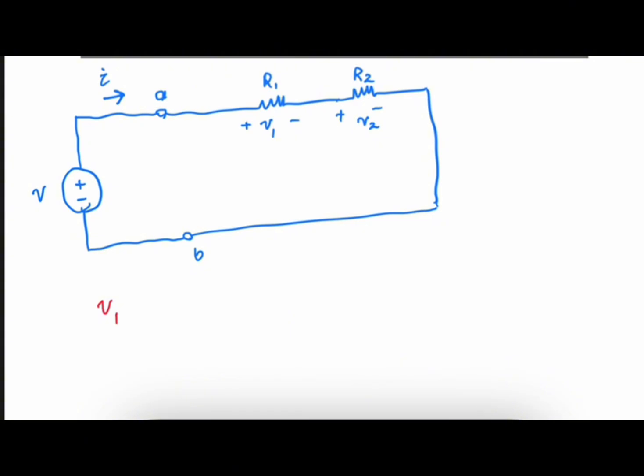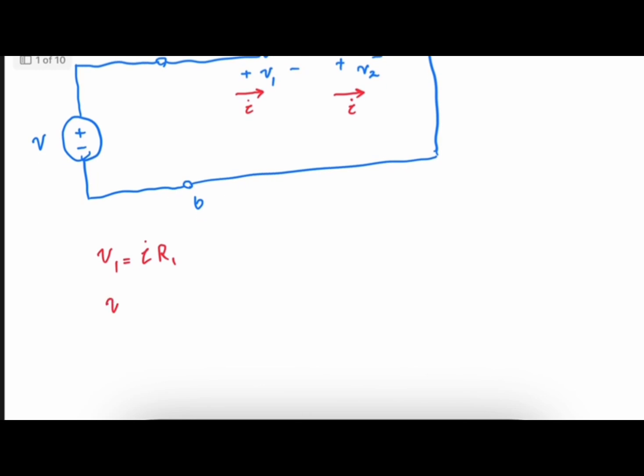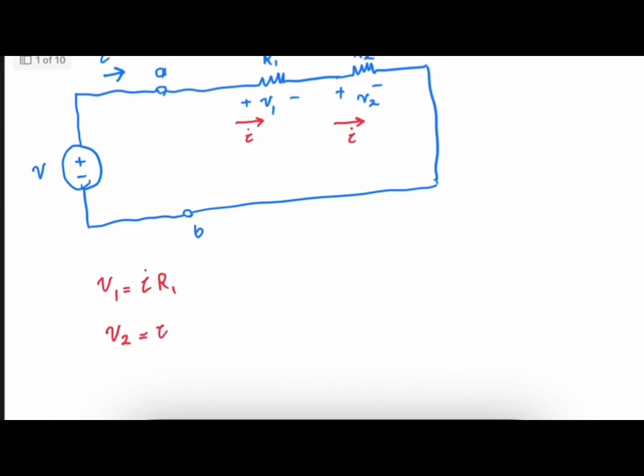V1 is equal to I, the current passing through this resistor. Everywhere the current is I. This is I R1. And the voltage across the second resistor is I R2.